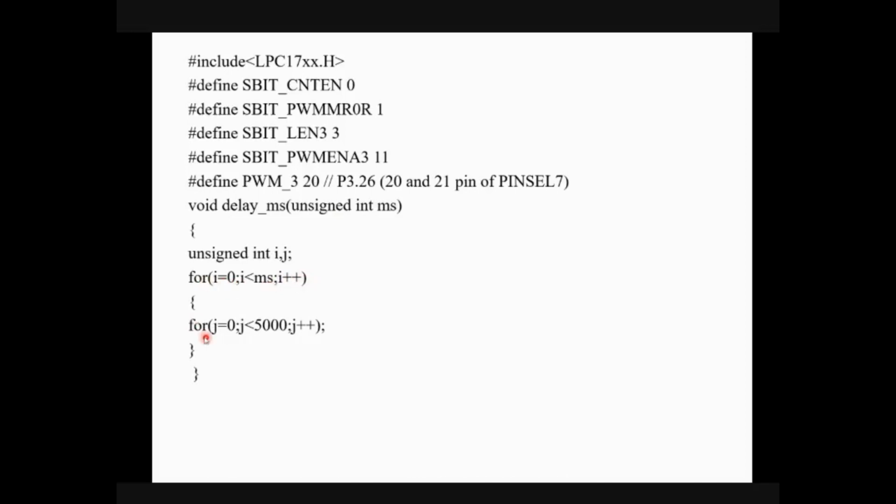Once it gets in, it will go into the other loop, where the j value will be 0, and it will be incremented till it becomes 4999. Once the j value becomes 4999, the i value will become 1. Like that, this loop will work till the i value is less than the ms value. I can keep the ms value as 1, 5, 2, 10, depending upon how much delay I need to reset the match register and load the new value.